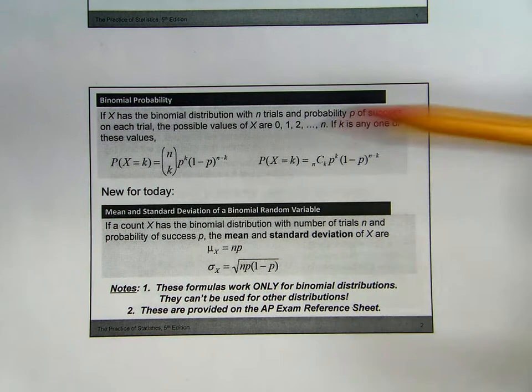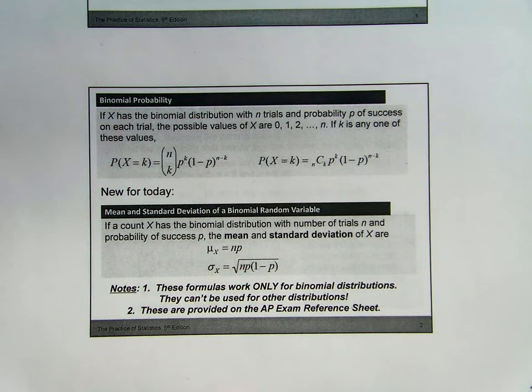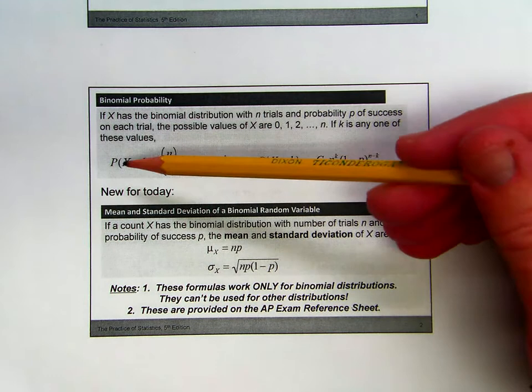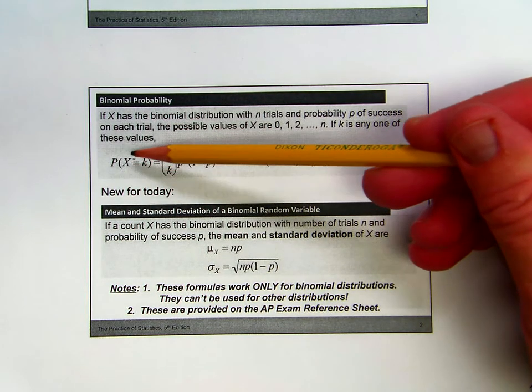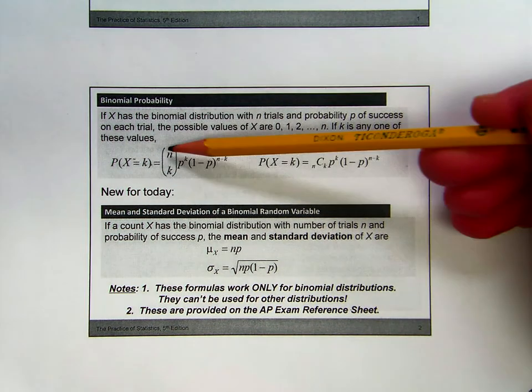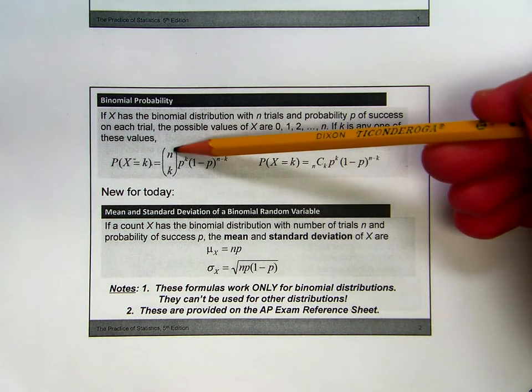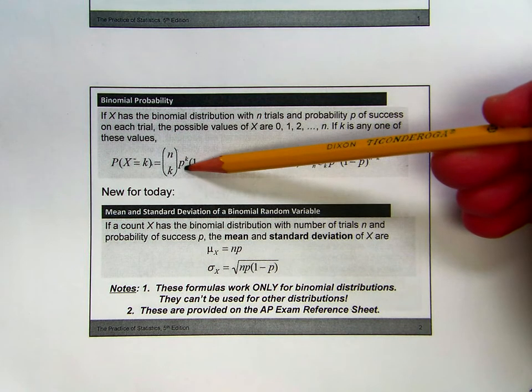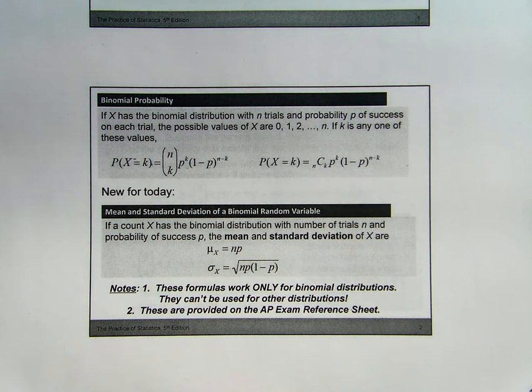Okay, the formulas. This is how they appear in your textbook. The X is what we're interested in: how many successes for a particular situation. N is the number of trials. P is your probability of success. 1 minus P is your probability of failure.